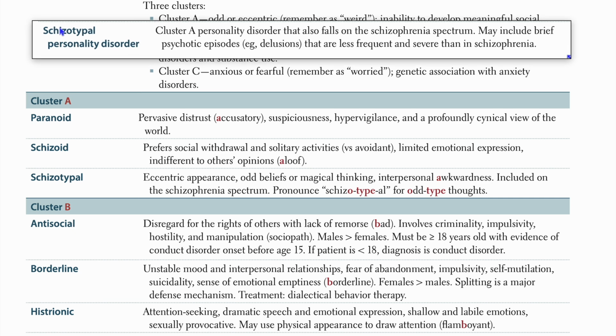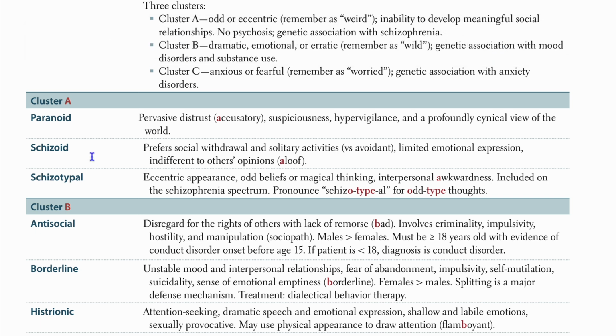Schizotypal, we read that up there. Schizotypal personality disorder was a cluster A personality disorder that also falls on the schizophrenia spectrum. May include brief psychotic episodes, for example, delusions. They are less frequent and severe than in schizophrenia. Okay, so schizotypal, it's eccentric appearance, odd beliefs, or magical thinking, interpersonal awkwardness. So this one is the one with the crystal ball, or fortune reader and all that stuff, right?